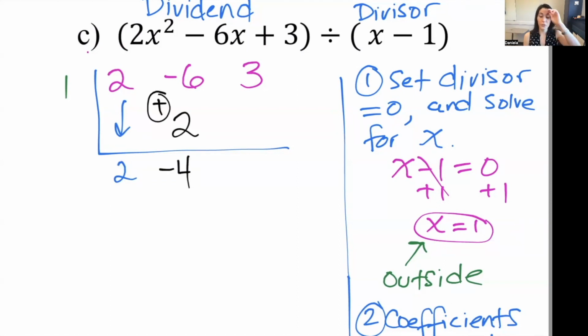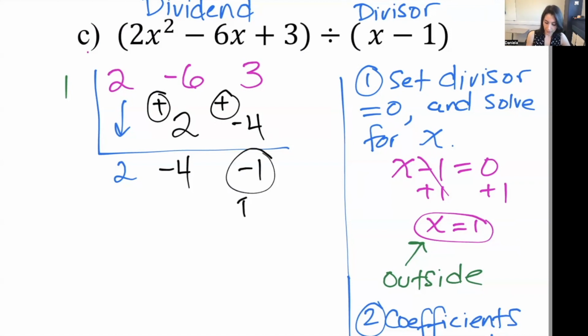These numbers should look familiar, but if not, that's fine. And then we always multiply by that outside number. So -4 times 1 is -4, and then add down: 3 plus -4 is -1. Always circle the last number because that last number is the remainder, which should look familiar. We got the -1 remainder in long division.